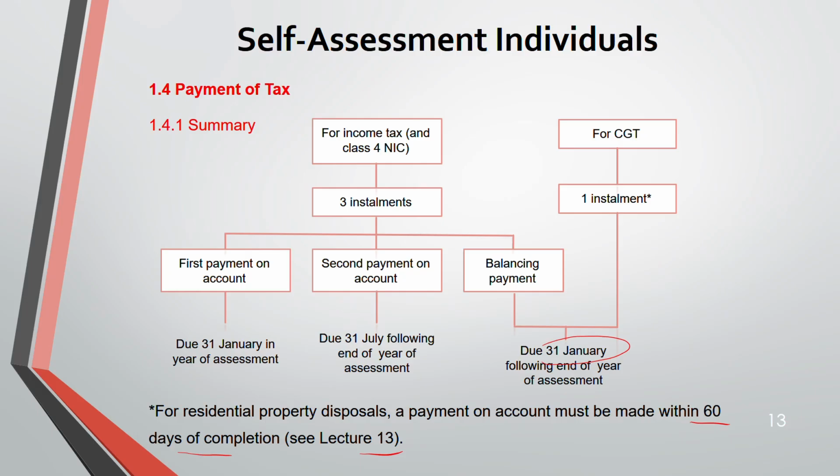We are selling residential property. If it's commercial property, then normally 1 installment. This is the exception for it. Otherwise, everything else is 1 installment. But if it's a residential property disposal, it's not 1 installment. We make payment on account. That we will cover in capital gains tax.